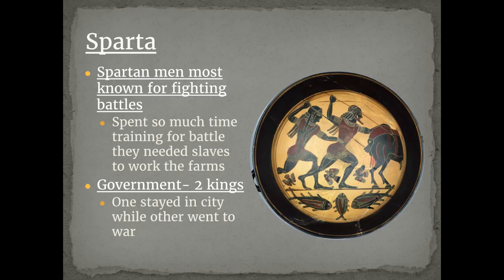All men served in the Spartan military. They spent their whole lives training for battle. Their government was ruled by two kings, so one could go to war and one could stay and rule in the city. They also had an assembly that was made up usually of rich citizens. So a lot of people could participate in the Spartan government, but ultimately they were ruled by kings.